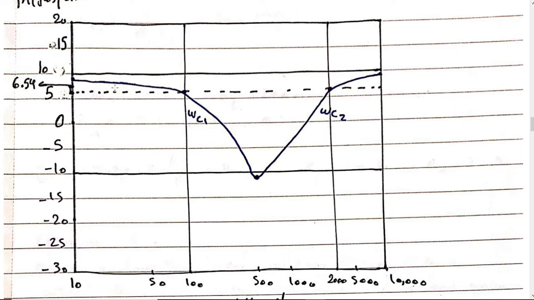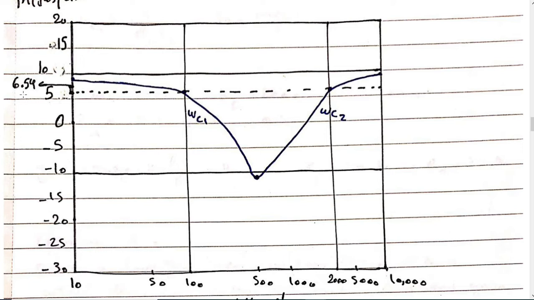Minus 3 dB means it is the magnitude of the transfer function at the cutoff frequencies. Because these two are cutoff frequencies and minus 3 dB, it is 6.54. It is in dB. So what is the gain now for this filter? What is the maximum value?